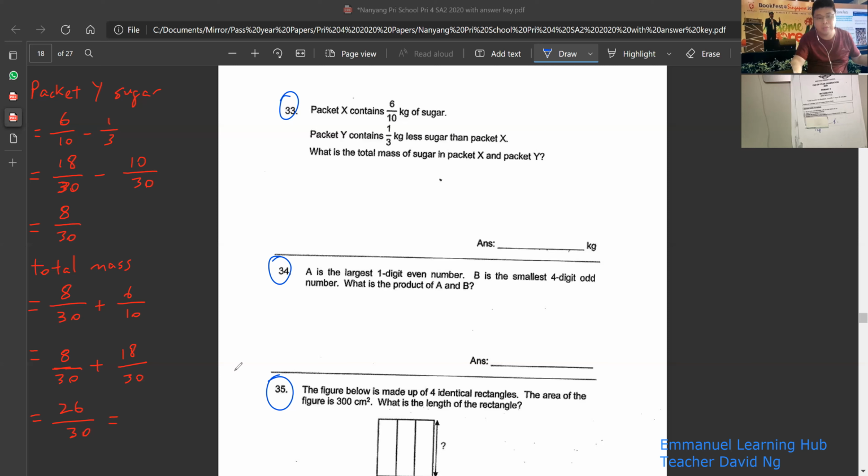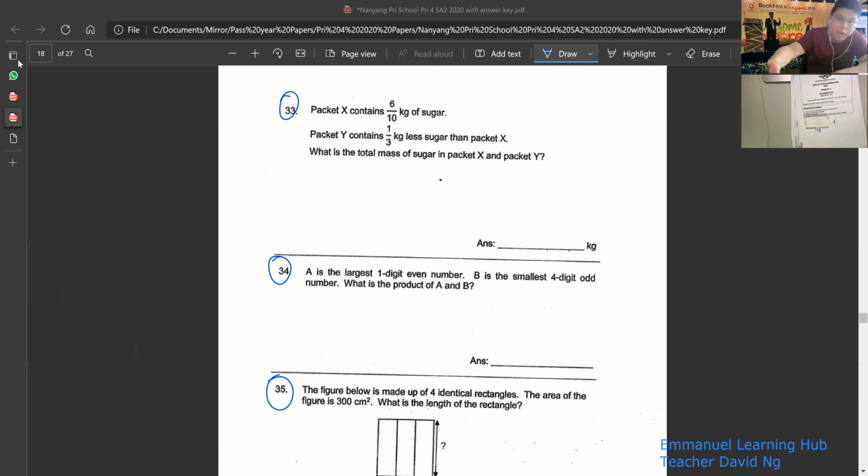Okay, 13/15. Thirteen over 15 kilogram. Okay. When you do your re-attempt, you are not supposed to look at this video and copy, you know. You know that, right? You're supposed to do from scratch without looking at anything and do the question again. That's what I'm supposed to do.